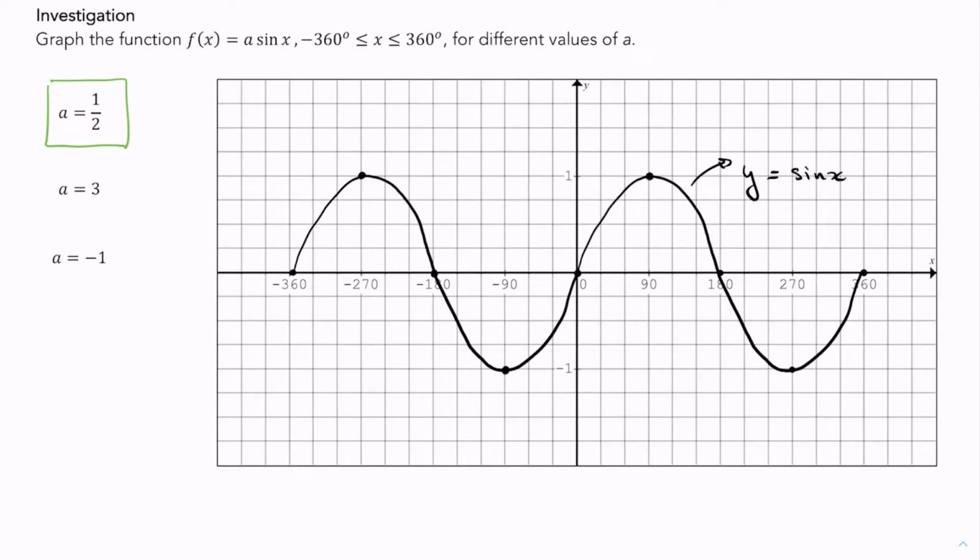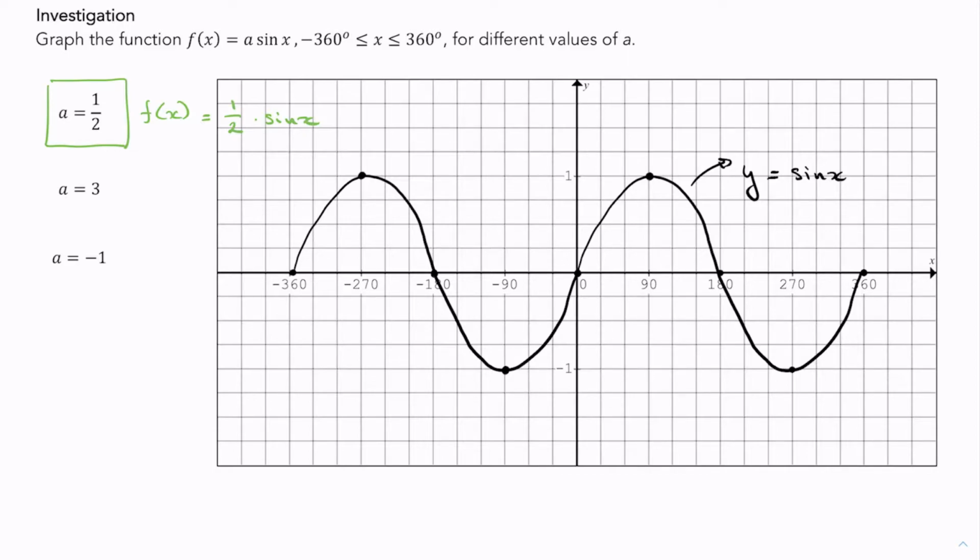And the function I'm going to look at will be f of x equals 1/2 times sine x. And I'm doing this over the range of negative 360 to 360. So what am I essentially doing? Well, you can always generate a table of values, but I'm going to skip that. I'm essentially multiplying every value of sine x by 1/2, or in other words, dividing it by 2.